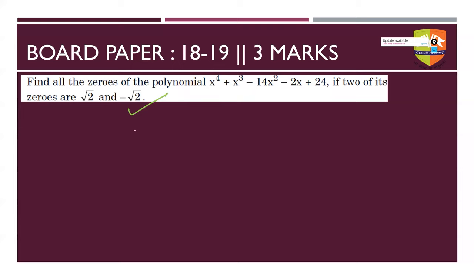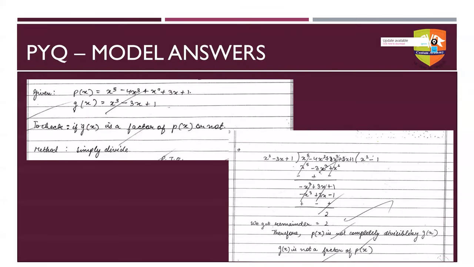Here again, x square minus 2 will be a factor of this polynomial. Divide, get a quadratic expression and factorize. Factorize and then find the other zeros. This we have done so many times now. Okay, fair enough. And this is how it should be written, right? This is the actual board answer transcript actually.